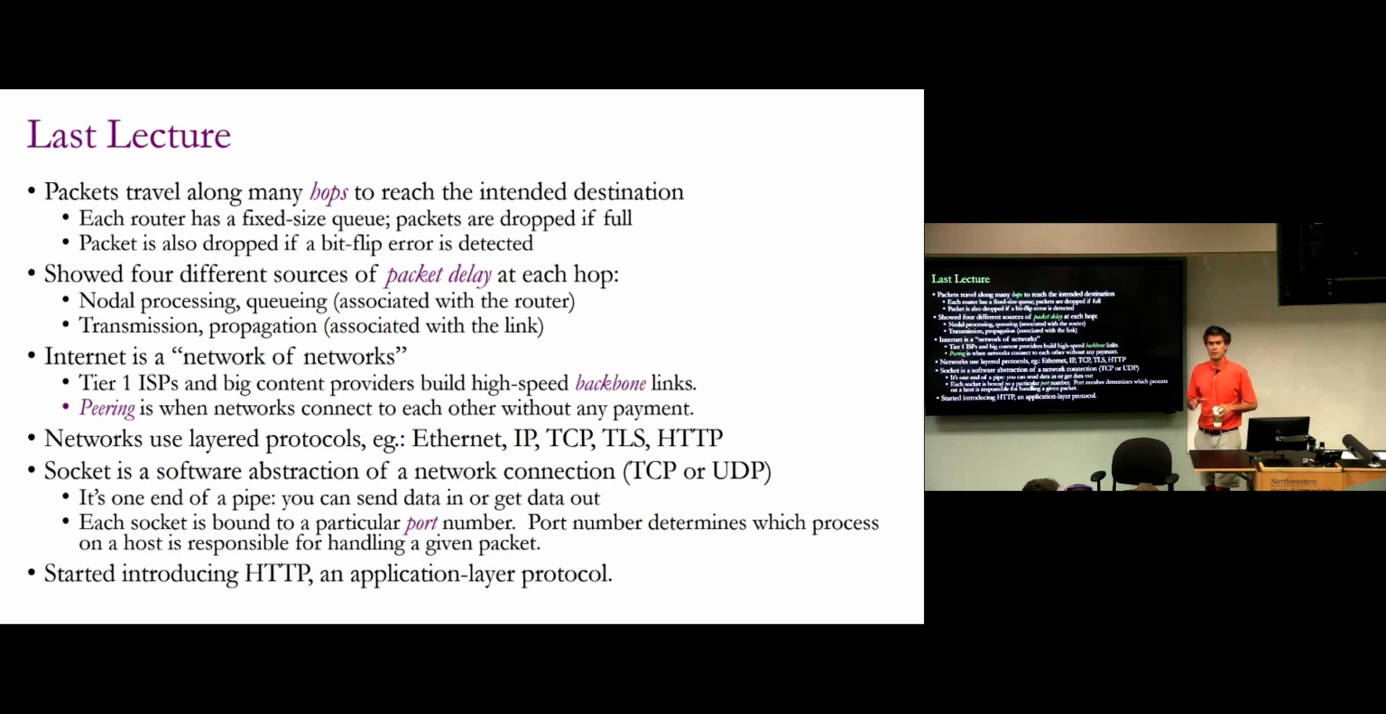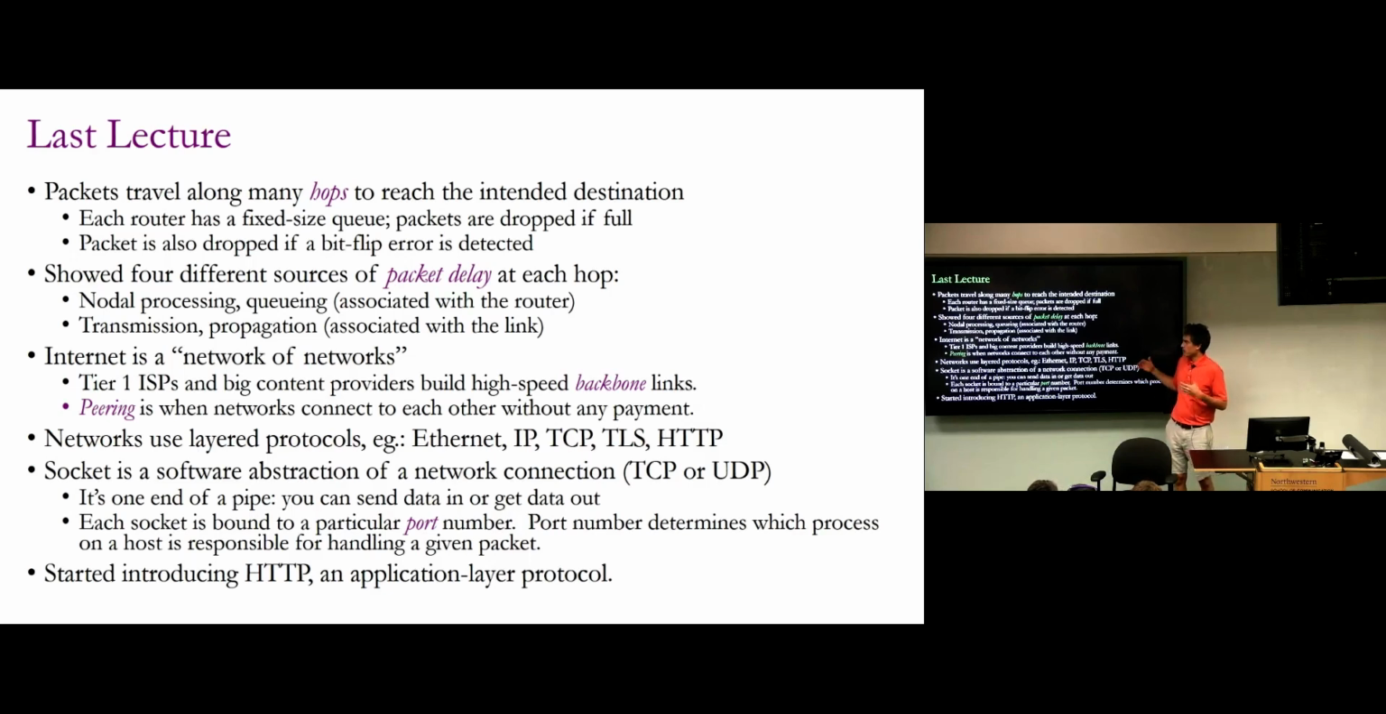I talked a little bit about the high-level architecture of the internet, that it's a network of networks. You have tier 1 ISPs and big content providers that have these high-speed backbone links, and they peer with each other to connect each other up and create this global interconnected network. And then the smaller ISPs are the ones that little customers deal with to buy service from, buy connections from.